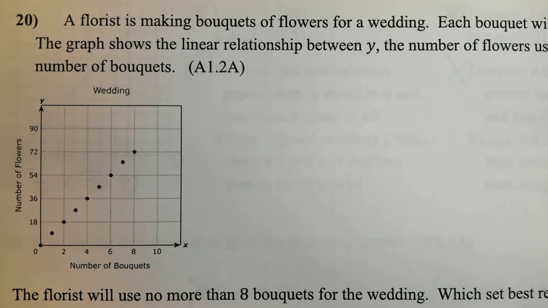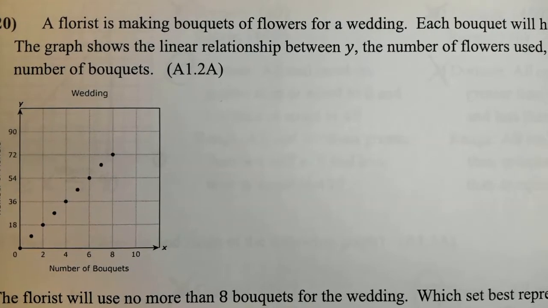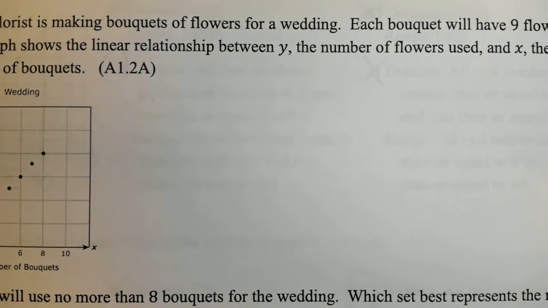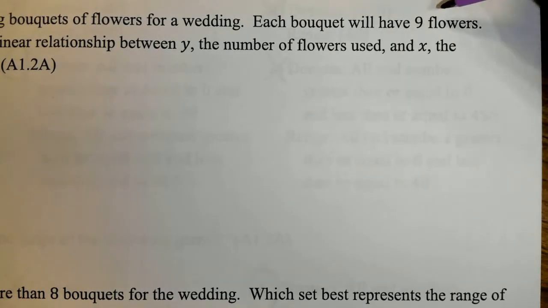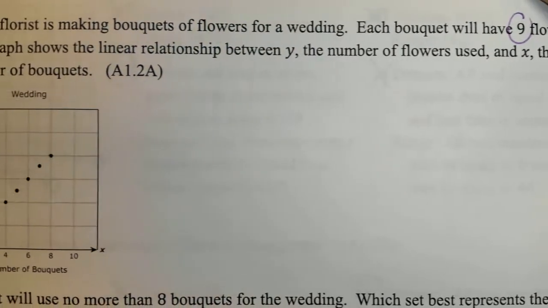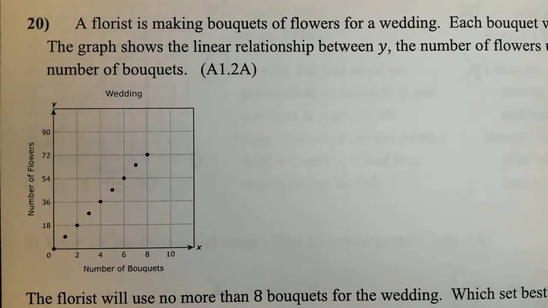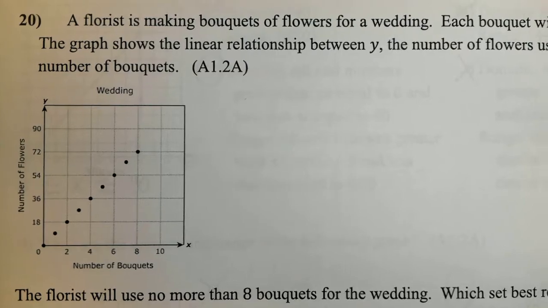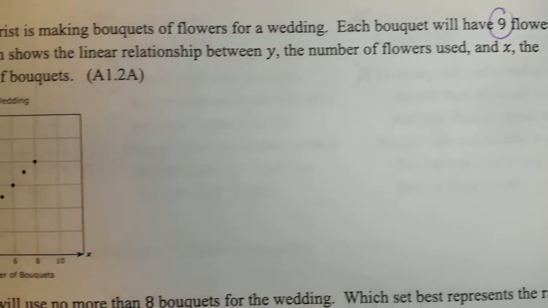That's okay. So 20, a florist is making bouquets of flowers for a wedding. Each bouquet will have 9 flowers. That might be important. The graph shows the linear relationship between Y, the number of flowers used, and X, the number of bouquets. Okay. They always tell you that. That's not really important information for these. Numbers might be, so I circled 9.